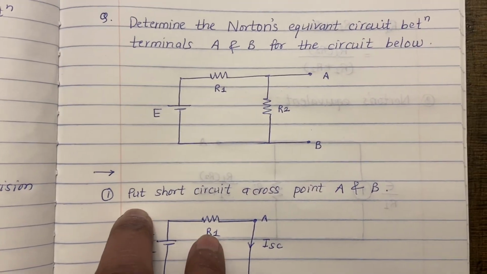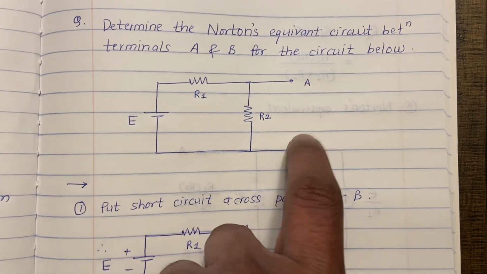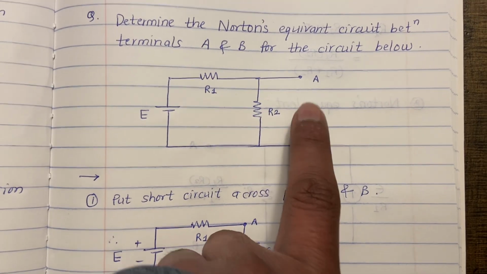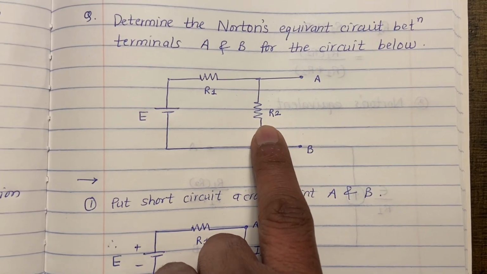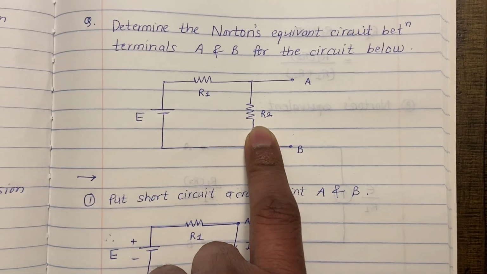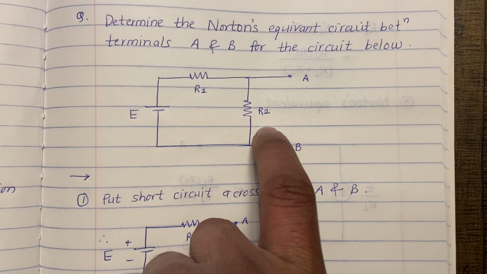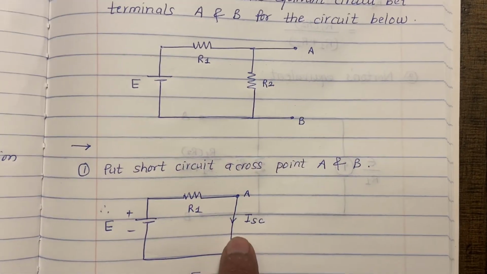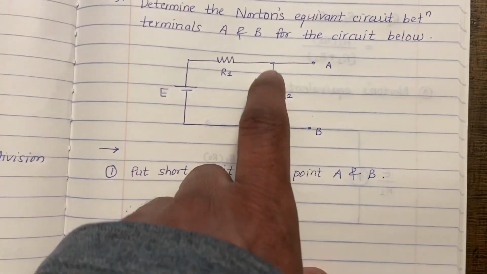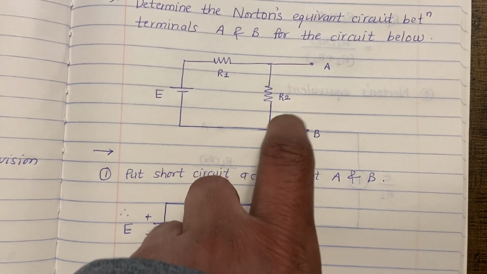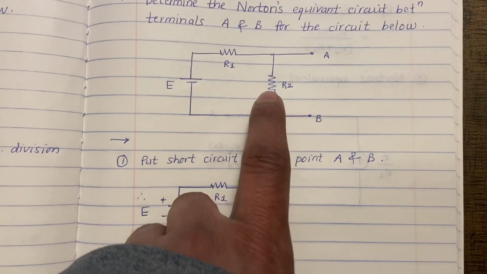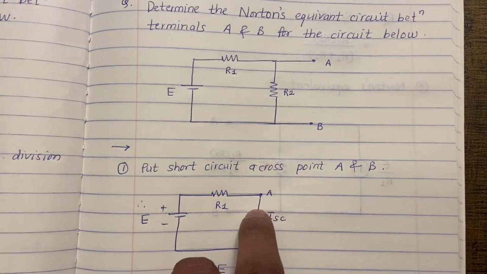So what is the first step? We have to put a short circuit across points A and B. If we short A and B, R2 goes away, because in parallel the resistance is less than either of the two resistances. This becomes a short circuit, so current is going to go through the zero resistance path, and R2 doesn't have any meaning. That's why we are removing R2.